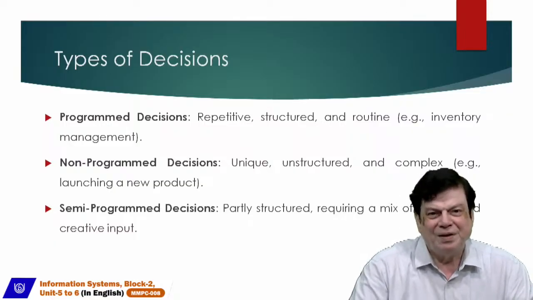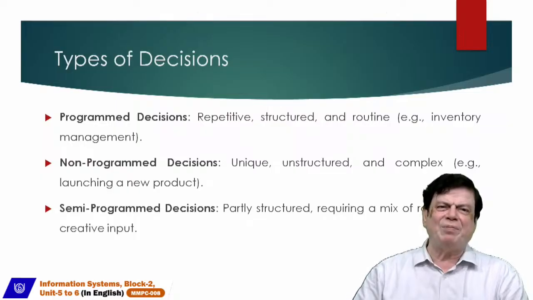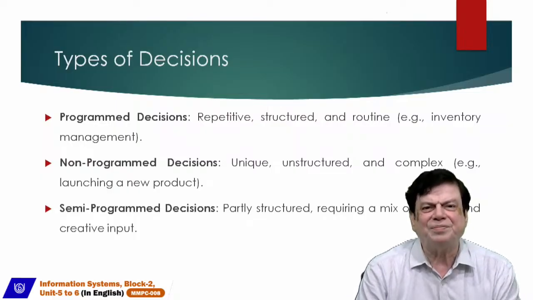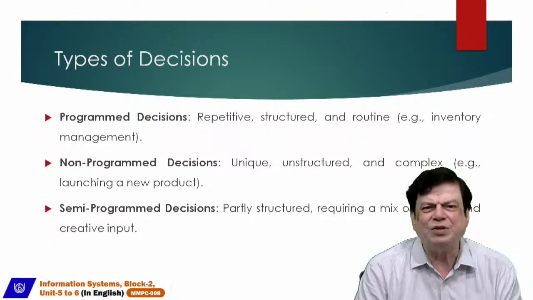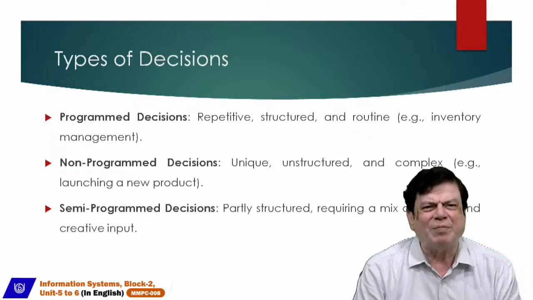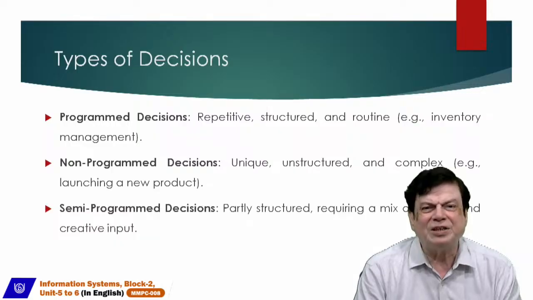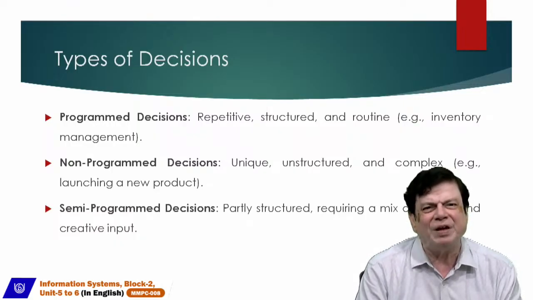So, under types of decisions we have studied programmed decision, repetitive, structured and routine, that is inventory management. Second is non-programmed decision, unique, unstructured and complex, that is launching a new product. Third type of decision is semi-programmed decision, partly structured, requiring a mix of routine and creative input.